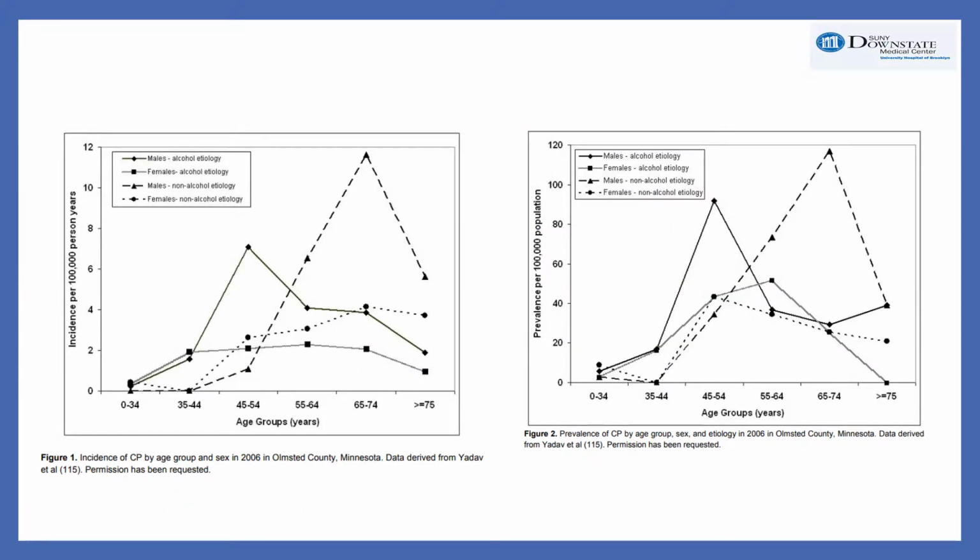This is an interesting study, widely quoted in literature. It's the Olmsted study. And again, it illustrates the fact this is the line of the incidence, and this is the line of the prevalence. And it deals with the fact that in men, it is non-alcoholic pancreatitis in incidence and in prevalence that is really the highest. So there is a shift from believing that it's the alcohol that is the primary cause of pancreatitis to other causes, and we'll get into it in a little bit.